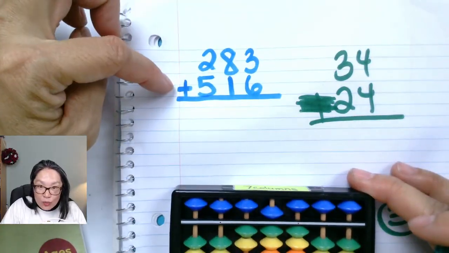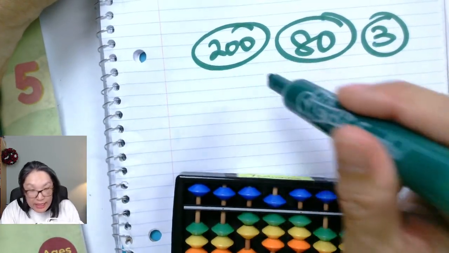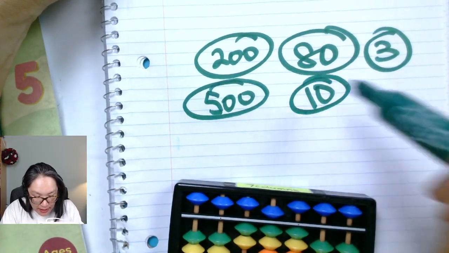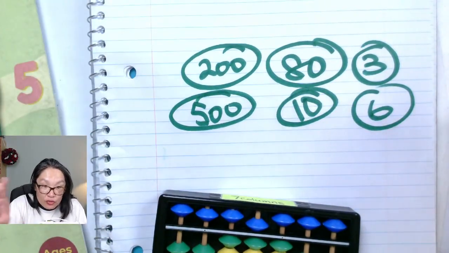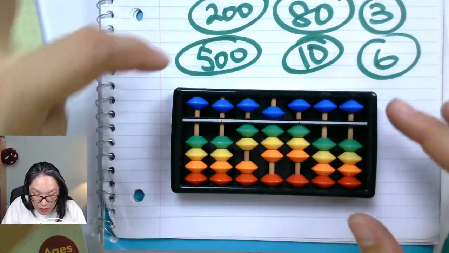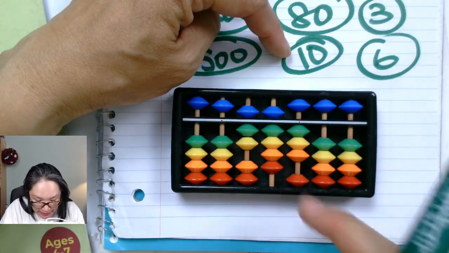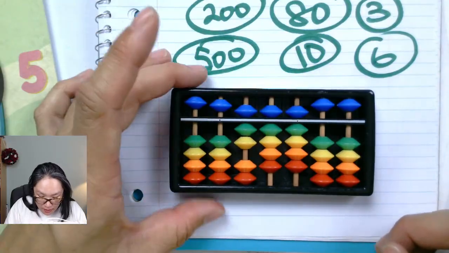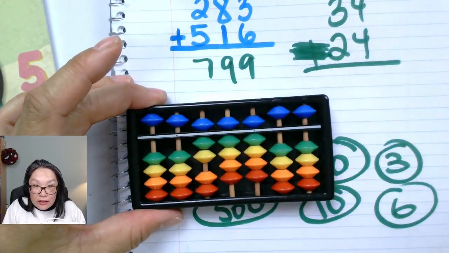Now, if I want to add 516, what am I going to do? In new math, they break it up: 500 and then 16, 10, and then a 6. Right? So we can do this in new math. That's fine. That's great. But it's better if you did it on the abacus, because the question is can I add the 5? Yes, I can add the 5. Can I add the 10? Yes, I can add the 10. Can I add the 6? Yes, I can add the 6. So what's my final answer? My final answer is 799.